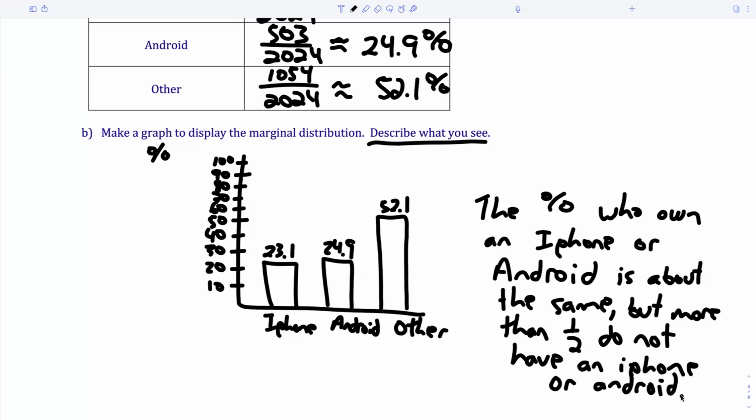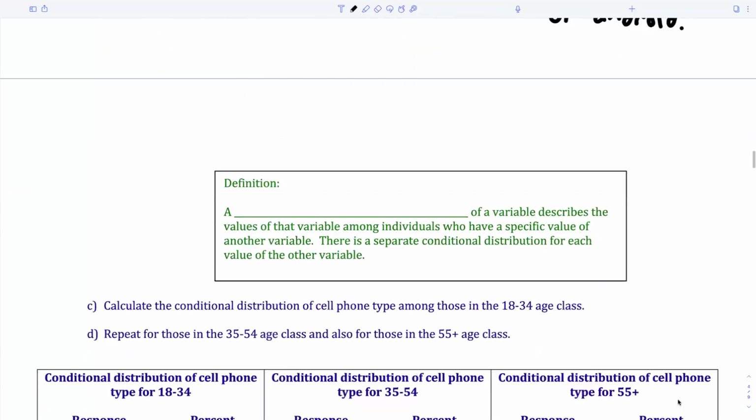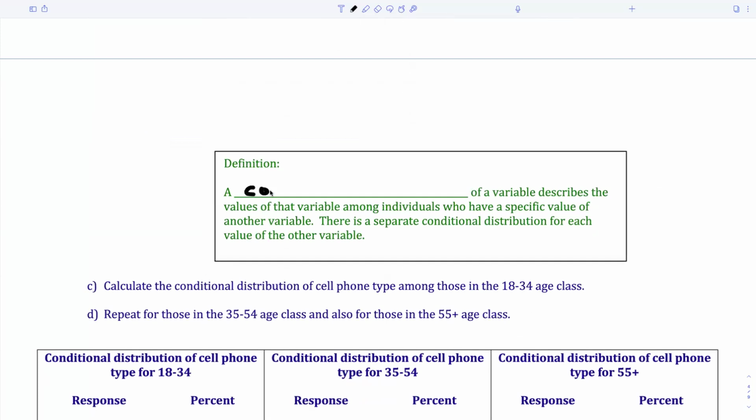Okay, so one more little thing here, and then we will call it a day, all right? So we have a marginal distribution, which looks at the totals. And then we also have what is called a conditional distribution. So a conditional distribution of a variable describes the values of that variable among individuals who have a specific value of another variable. There is a separate conditional distribution for each value of the other variable.